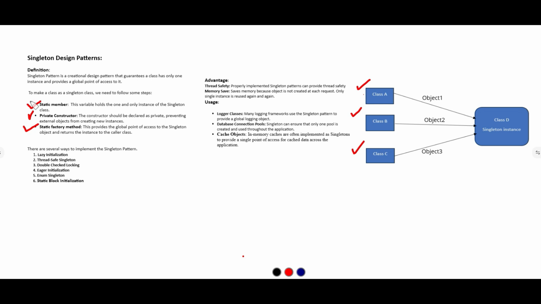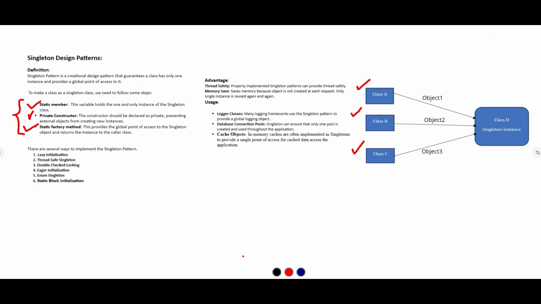First one, we need to specify a static member that holds the instance of that class. Then we need to make the constructor private. We have to specify a factory method. That method should be public, and from that method we need to call the private constructor of that class. So these three points are very important. Just you need to remember all these three points.